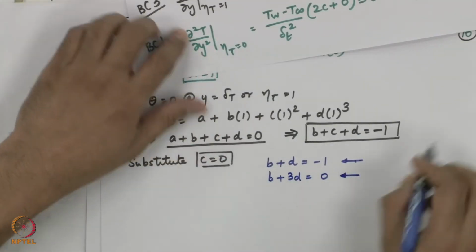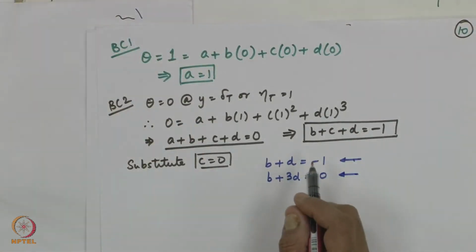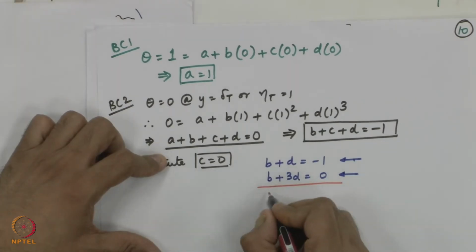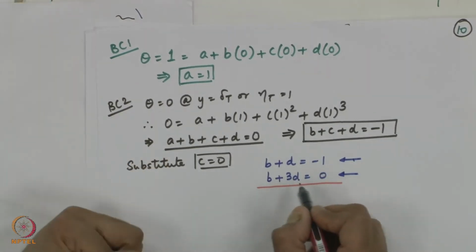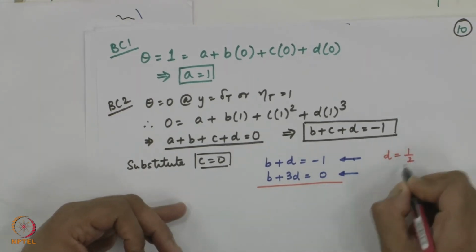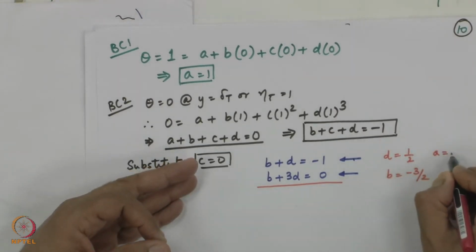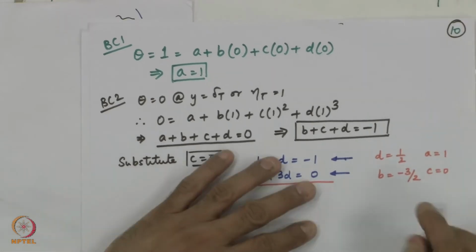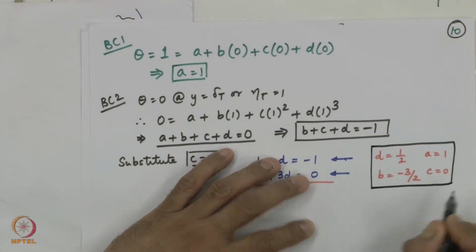This is the second equation. When I solve for this, I get: b, you can eliminate, minus 2d equal to minus 1, therefore d equal to half, b is equal to minus 3 by 2, a equal to 1, c equal to 0. So, a equal to 1 and c equal to 0 was obtained earlier, b and d were obtained here now.